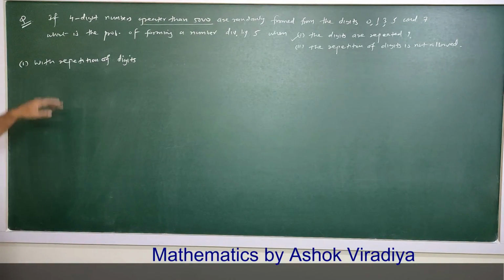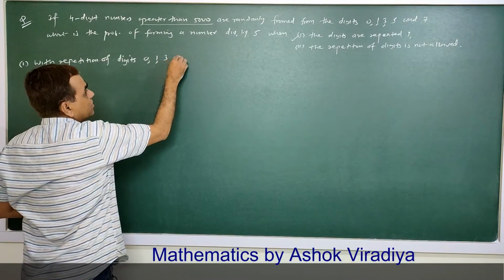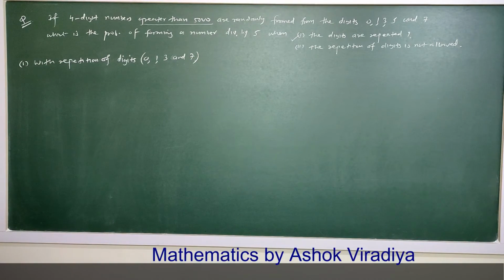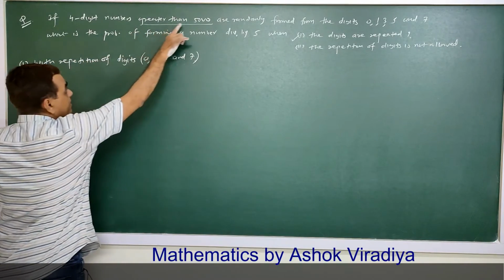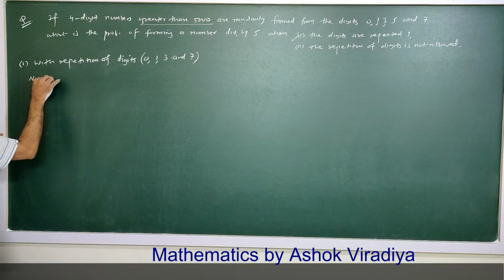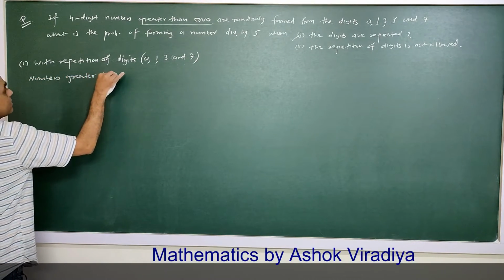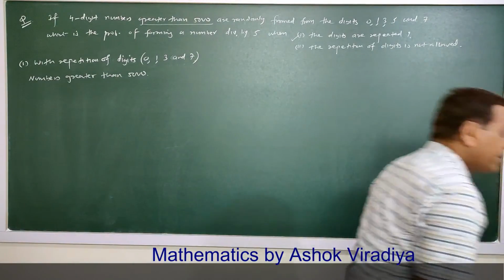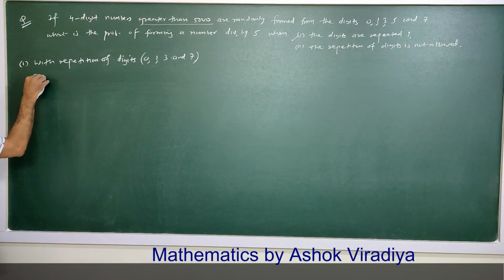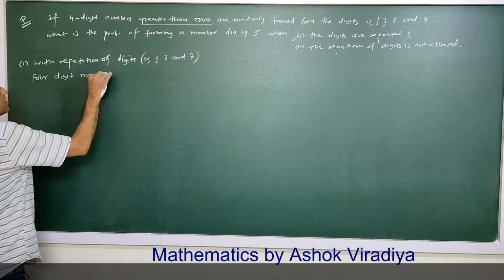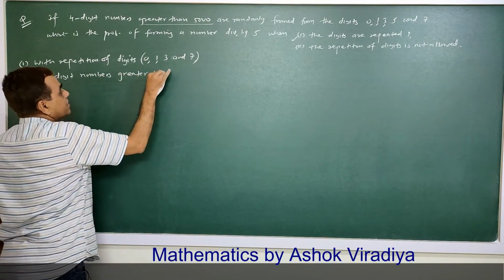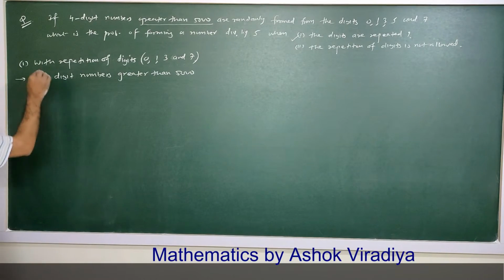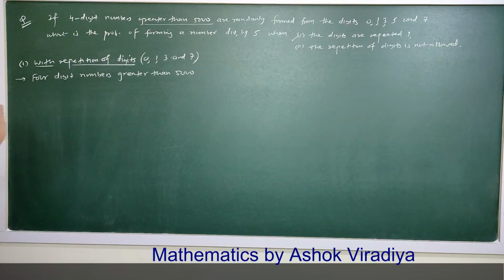With repetition of digits, which digits are given? 0, 1, 3, 5 and 7. These are the given digits. We want 4-digit numbers greater than 5000. How many such numbers can be obtained? So this is case 1 with repetition. How many 4-digit numbers greater than 5000 can be formed?